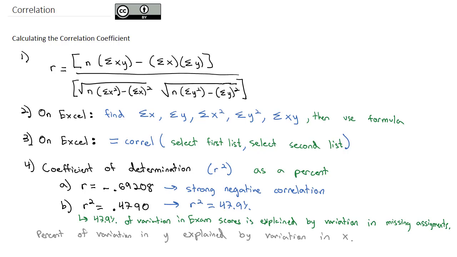So we can interpret r squared tells us the variation in that output, that dependent variable, that is explained by the input, the independent variable.